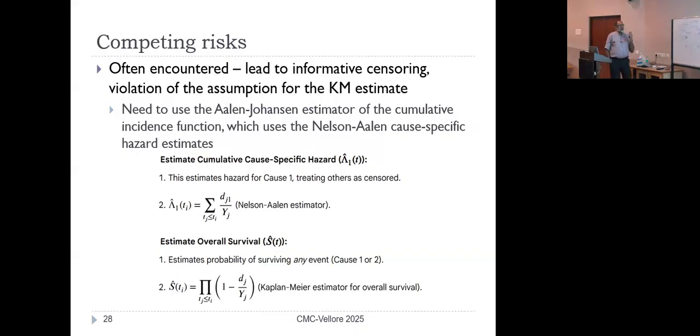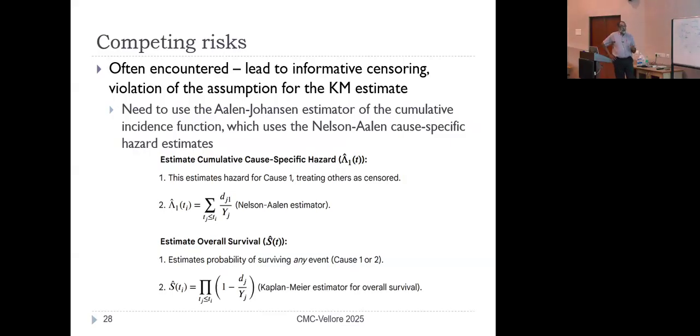So, let's say we take one of the causes, cause 1. You do this for each cause. For cause 1, the cumulative cause-specific hazard treats the others as censored. And so you get the cumulative hazard for cause 1. It turns out to be this one here, the deaths divided by the exposure time. You can calculate the overall survival, which estimates the probability of survival from any event. That's just the Kaplan-Meier estimator for overall survival.